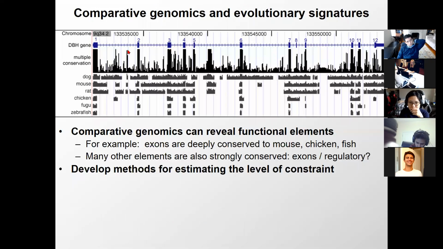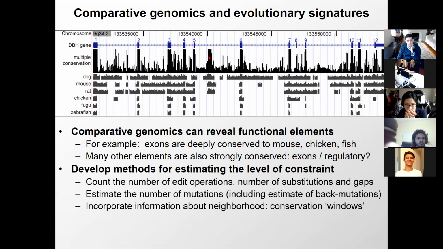And I showed you this slide also in the very first lecture, or lecture number 2, looking at comparative genomics and how it can be used to reveal functional elements by showing that, for example, exons, these are protein coding exons in tall blue lines, are in fact very deeply conserved. And the challenge, of course, is that many other elements are also strongly conserved. And the question is, are these in fact exons or regulatory regions?